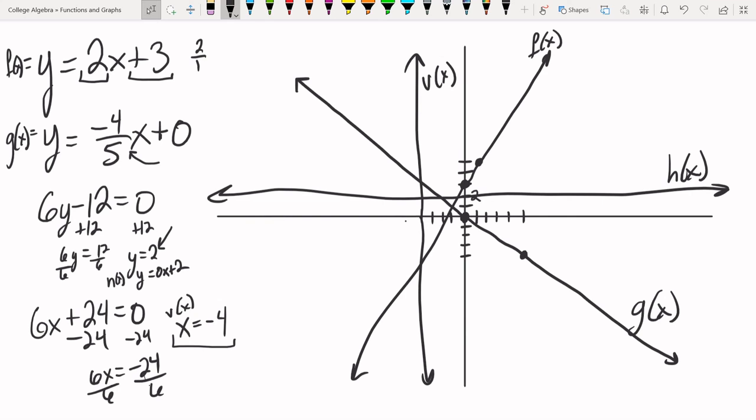So positive slope, like the first one, f of x, gives us an increasing line. Negative slope gives us a decreasing line. The zero slope here, which is y equal 2, gives us a flat line, and then x equal to -4 gives us a vertical line.